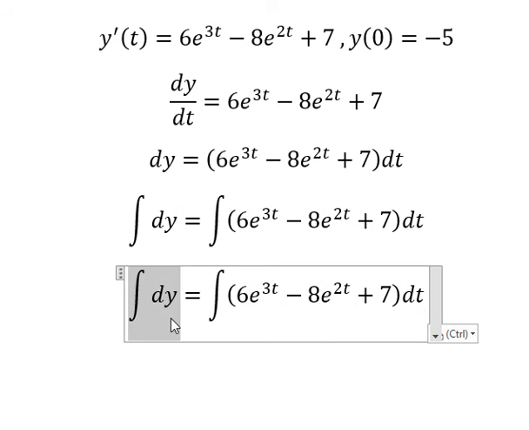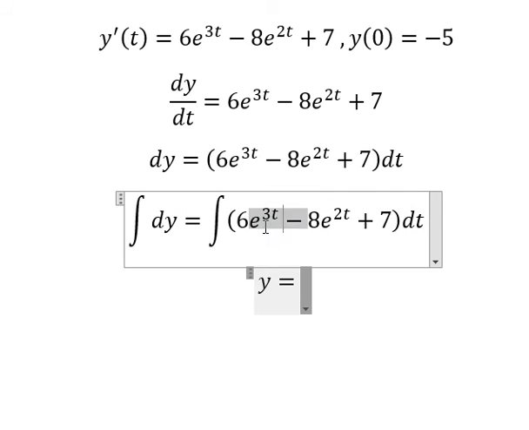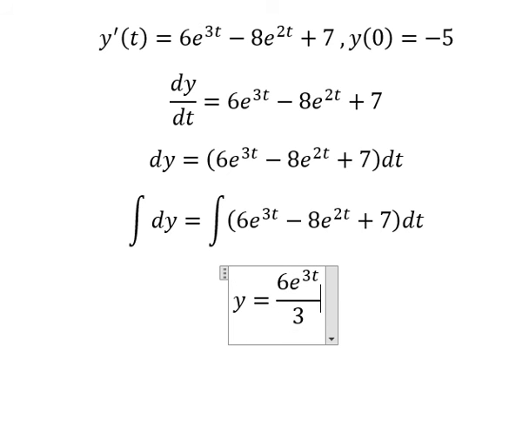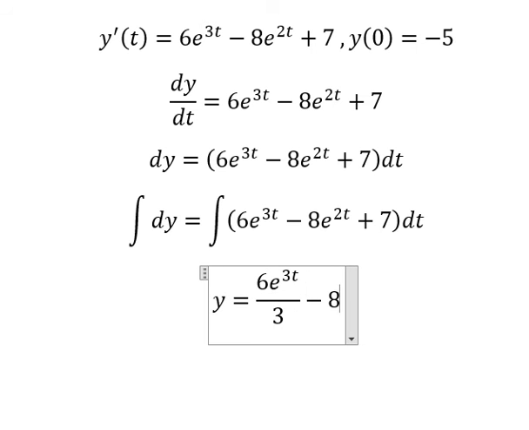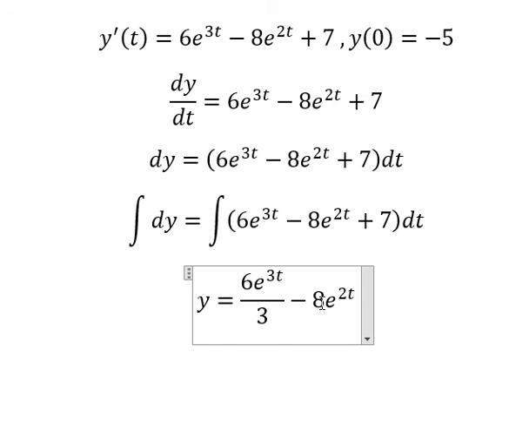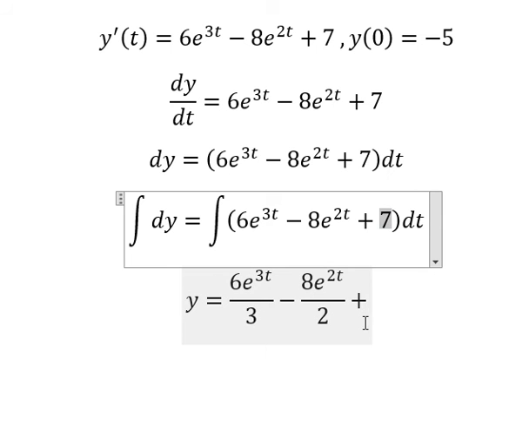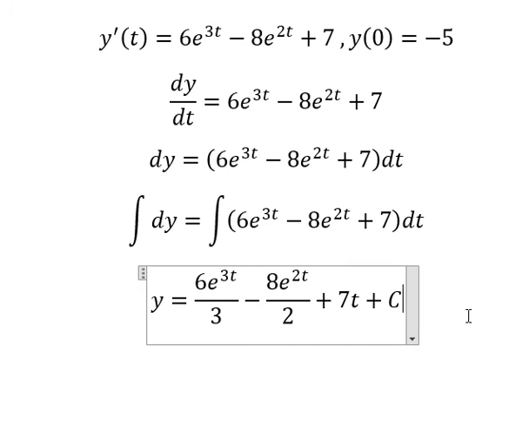The integration of dy, we have y. The integration of e to the power of 3t, we have e to the power of 3t over number 3. This is about the coefficient of t in here. The next one, that is about e to the power of 2t over number 2. The integration of the constant, we have t, and then we put c.